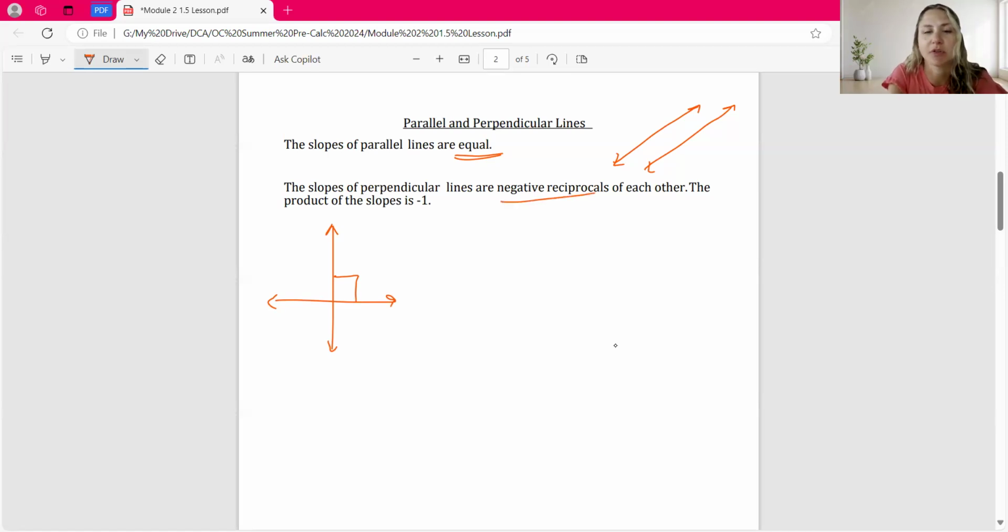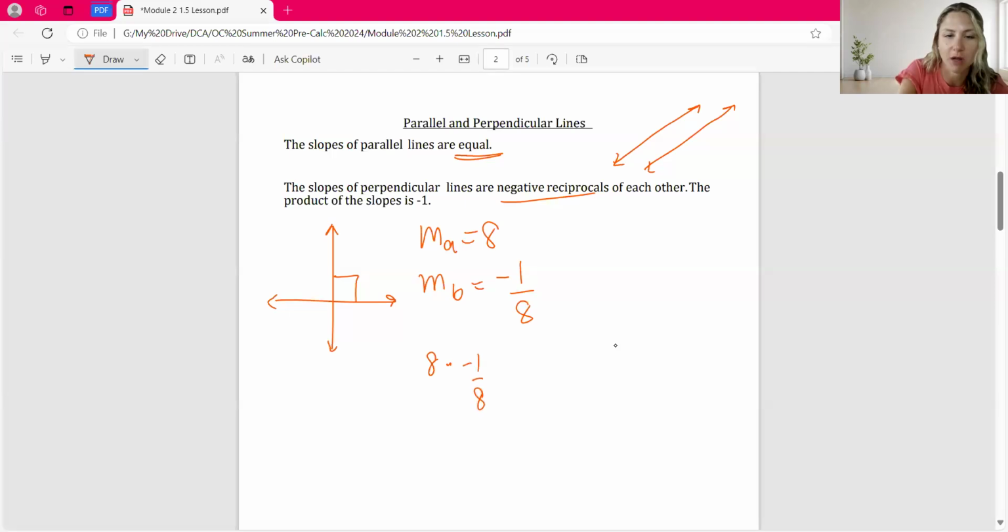Negative reciprocals, a review about what this means is we could have, let's say, the slope of line A is 8, and then the slope of line B is -1/8. So negative means the signs are going to be different. One's positive, one's negative. Reciprocal is we flip that number. So the first number is 8. If we flip that 8/1, it's going to become 1/8. You can always check to make sure two numbers are negative reciprocals by multiplying them together. If you multiply them together, we should get -1. So 8 times -1/8 is going to be -1. I know for sure they're negative reciprocals.